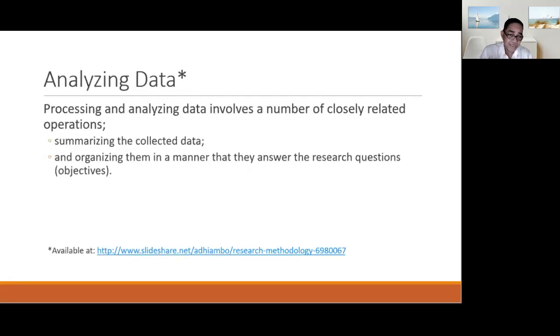And then we analyze the data. We process and analyze the data, and that involves a number of closely related operations, summarizing the collected data and organizing them in a manner that they answer the research questions or the research objectives.